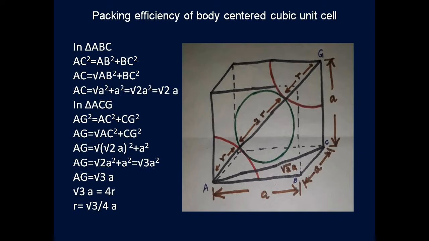Now see the diagram. In this diagram, the red full atom is the body center and at the opposite corners we have two spheres. In these spheres the radius is r, and the central atom has radius 2r, that is r plus r. So from the diagram, the AG value is r plus 2r plus r, so we get 4r. We already calculated the AG value from the Pythagoras theorem as square root 3 a. Now equate these two, square root 3 a is equal to 4r, we get r is equal to square root 3 by 4 a.